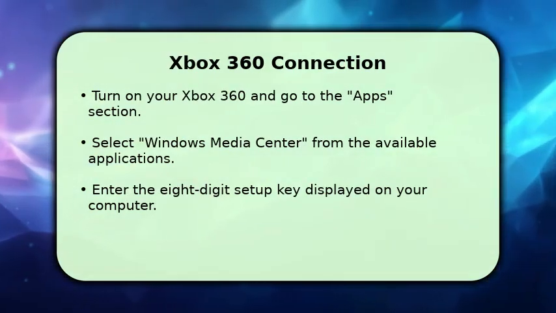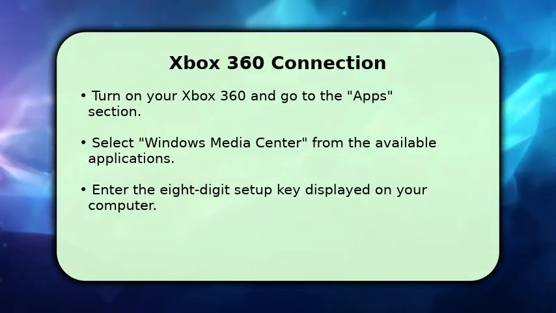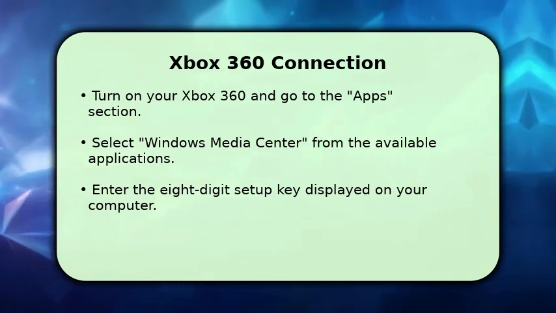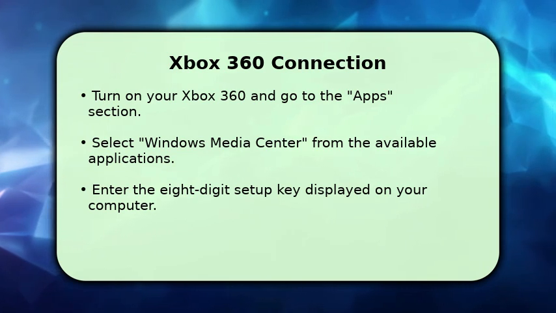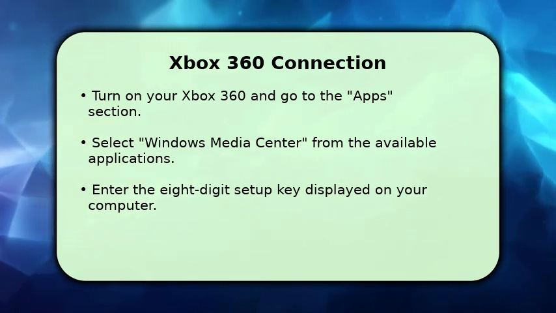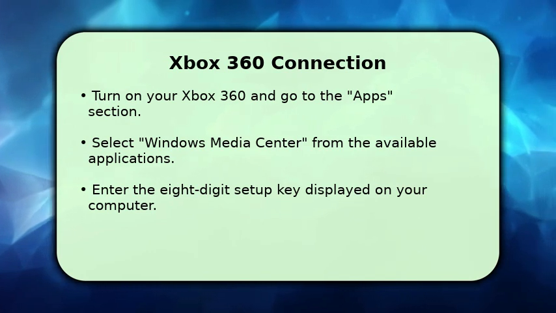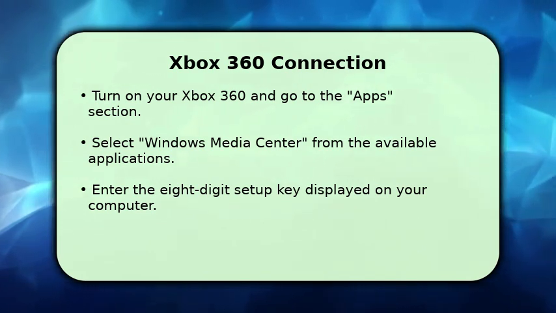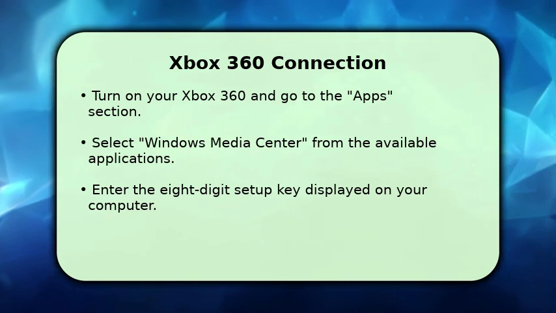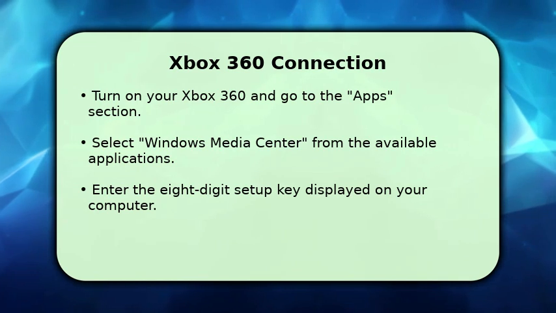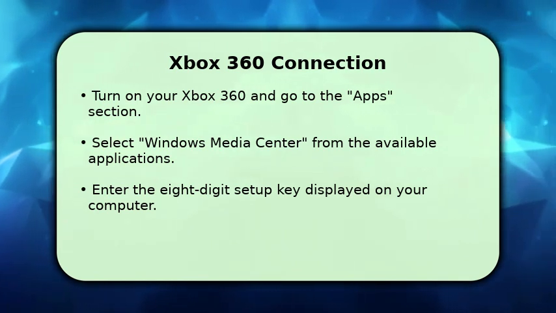Moving to your Xbox 360, power it on and navigate to the Apps section from the dashboard. Locate and select the Windows Media Center application. You will then be prompted to enter the 8-digit setup key that was generated on your computer. Carefully input this key using your Xbox 360 controller. Follow the remaining on-screen prompts to finalize the connection between your console and Media Center.